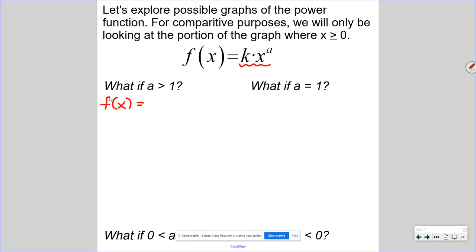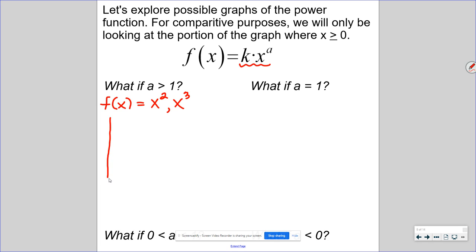Let's make an example here. We could have a function that looks like x squared, which has a power greater than 1, or x to the third, or we could even make it 2x squared, something like that. But this is what my power function would look like if the exponent was larger than 1. What would that look like if I wanted to make a graph of it?